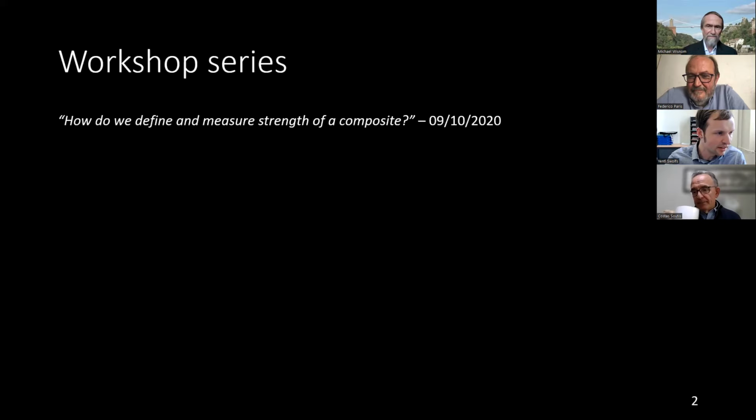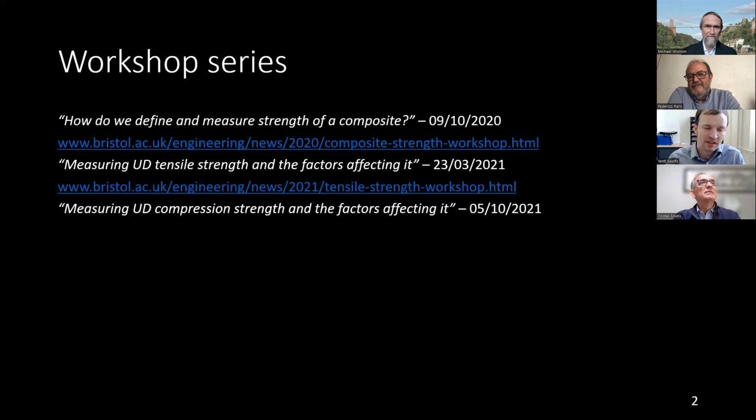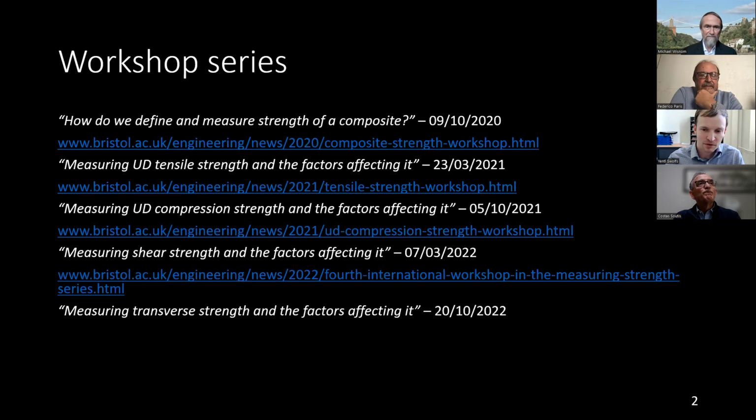This is now the sixth in a rather long series in the meantime. We started off discussing the definition of strength of a composite, and then we went into specific cases, tensile strength first, then compression strength. Then we moved into shear strength and transverse strength in tension and compression. So today we are talking about how these, measured on UD composites, relate to the strength of a laminate, which has multiple orientations present where damage mechanisms are present. And so how can we use what we've discussed in the previous workshops in a more relevant case where we have multiple angles, multiple plies present.